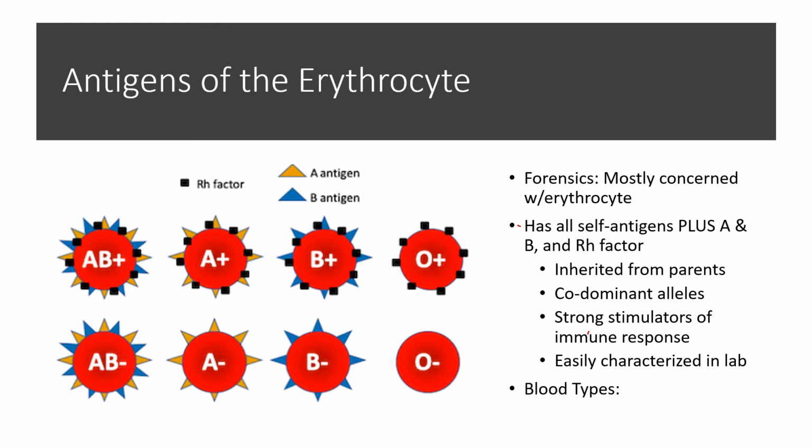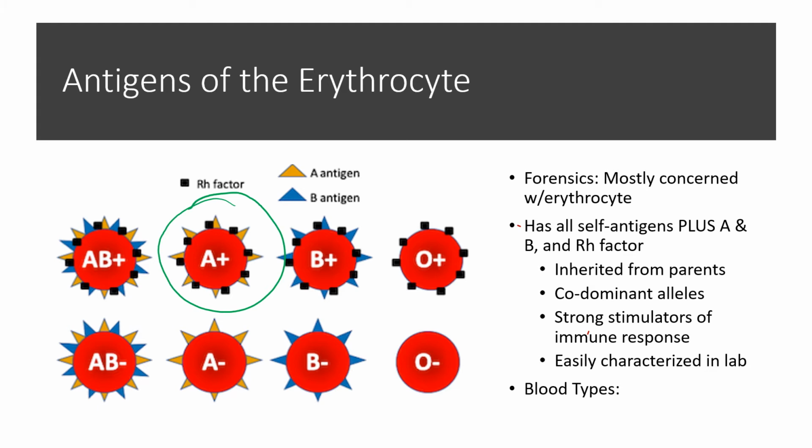I'll give you a little bit of a trickier one now. What if your mom has A, your dad has O, but your dad also has Rh factor? What do you think it would be? Mom is A, dad has no antigen, but he does have the Rh factor. If you guessed A positive, you're correct.